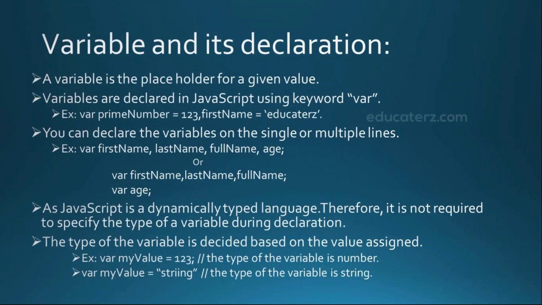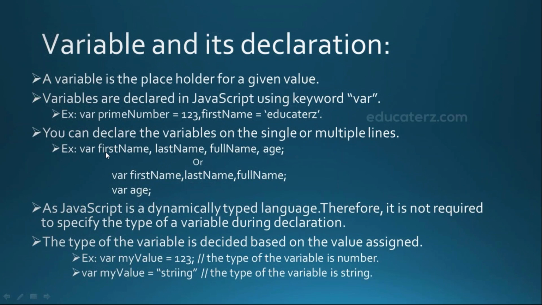In JavaScript, variables are declared using the keyword var. As in this example, you can check I declared the variable prime number with the value 1, 2, 3 and first name variable with the value educators. We can declare these variables on a single line or multiple lines.